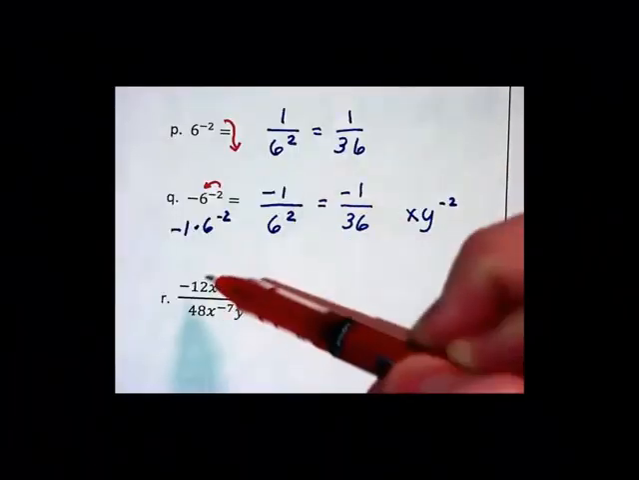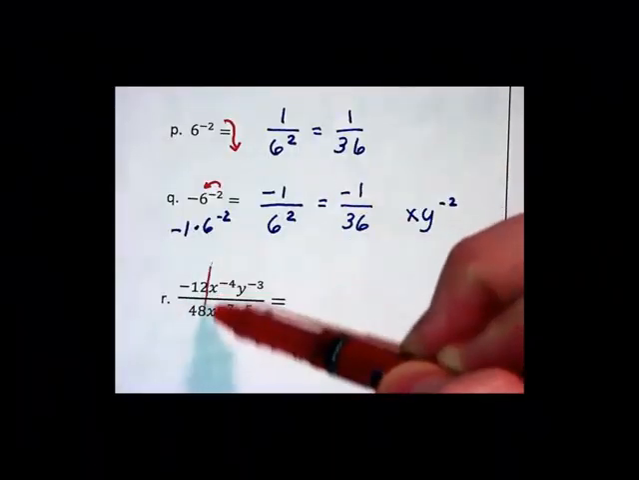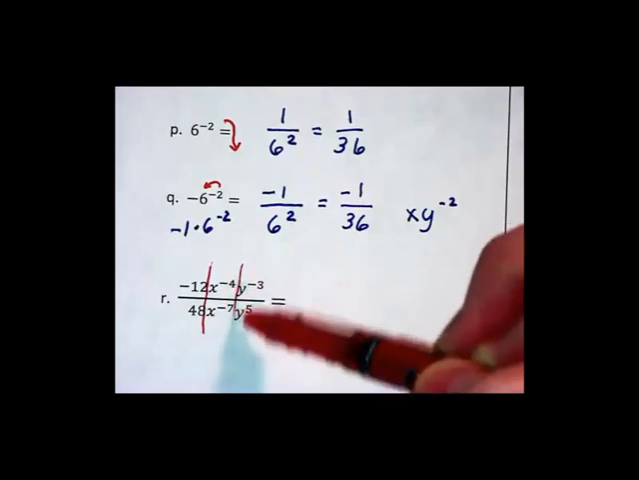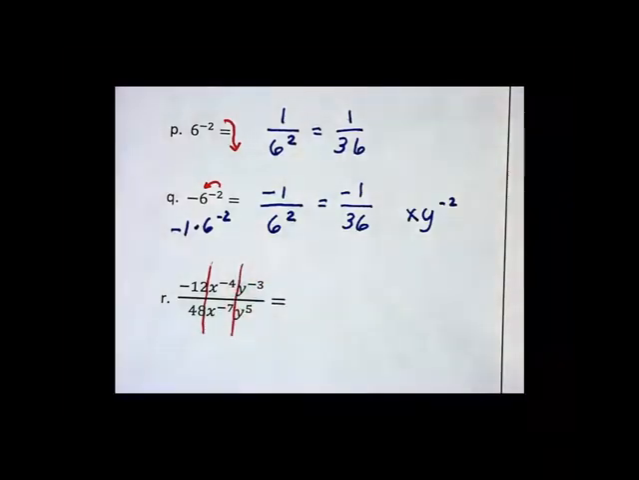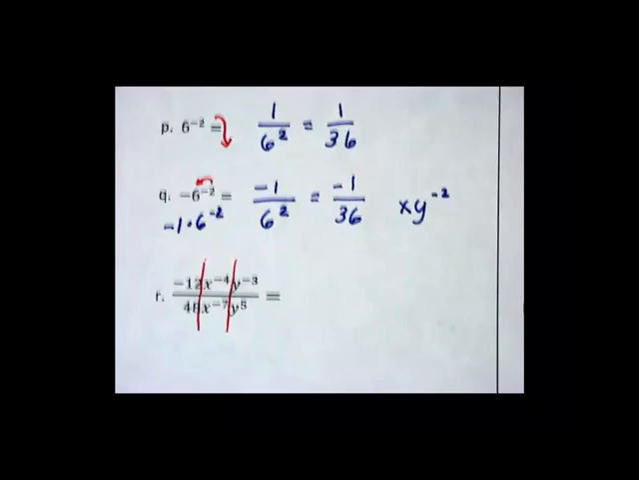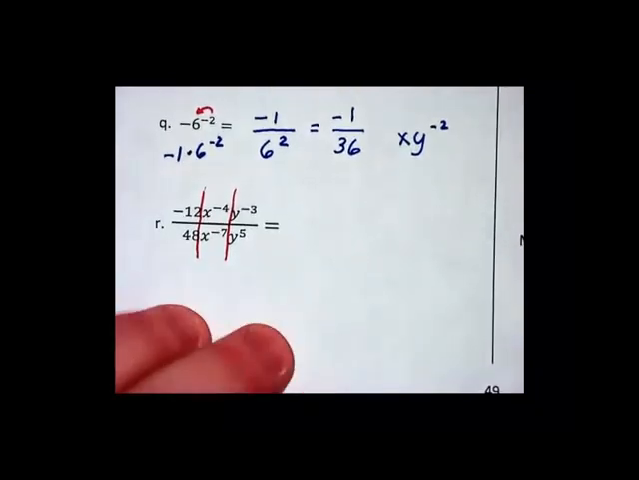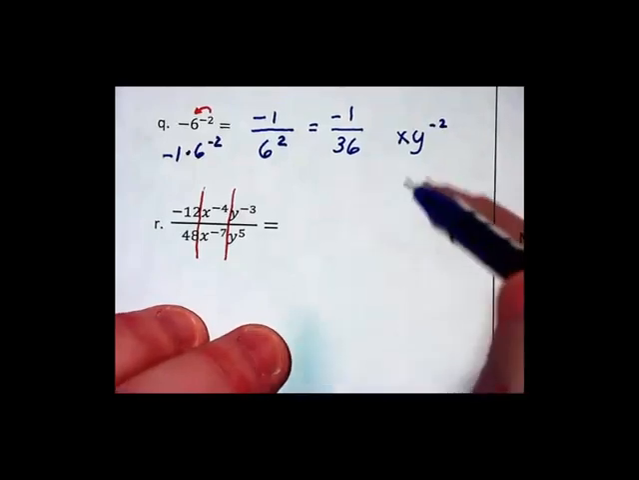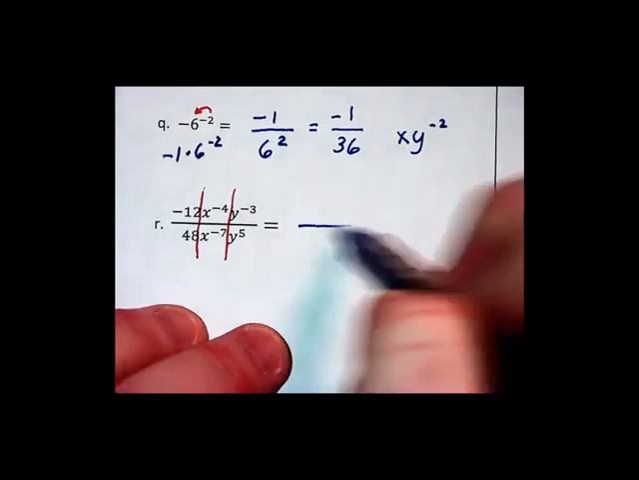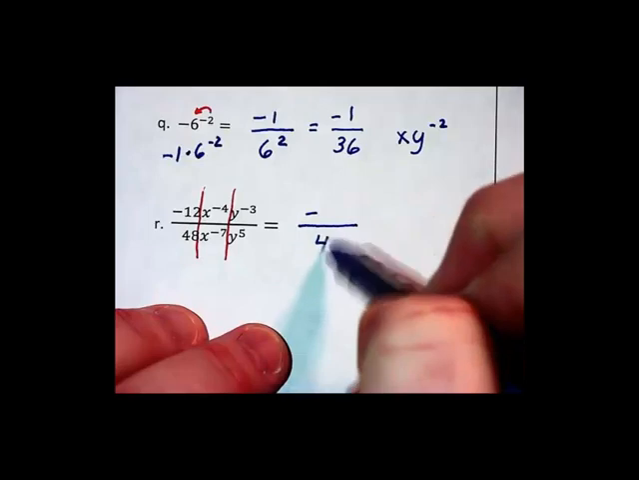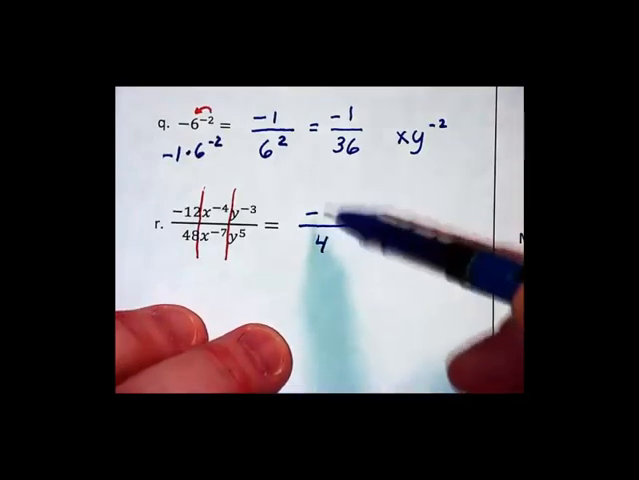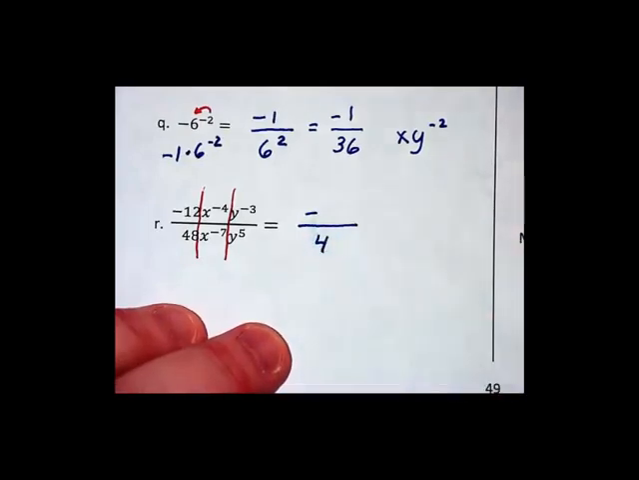Problem F. We are going to split this into 3 separate problems, so to speak. With that negative 12 and 48, do not bring the negative 12 down to the denominator. That is not a negative exponent, that's just a negative number. That's going to reduce to negative 1/4. And I'm not going to write the 1 there unless I really need it at the end of the problem.